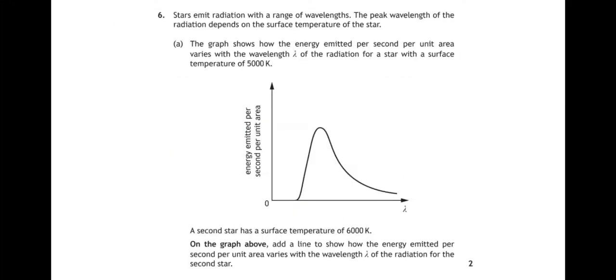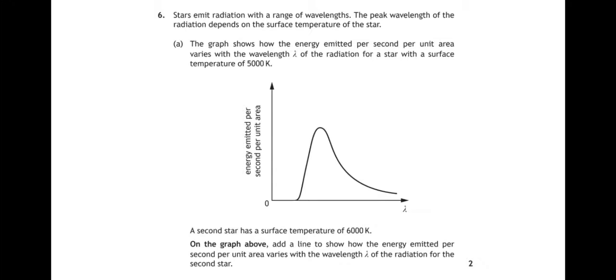Number 6. Stars emit radiation with a range of wavelengths. The peak wavelength of the radiation depends on the surface temperature of the star. The graph shows how the energy emitted per second per unit of area varies with the wavelength lambda of the radiation for a star with a surface temperature of 5,000 Kelvin. A second star has a surface temperature of 6,000 Kelvin. On the graph above, draw a line to show how the energy emitted per second per unit of area varies with the wavelength lambda of the radiation for the second star.